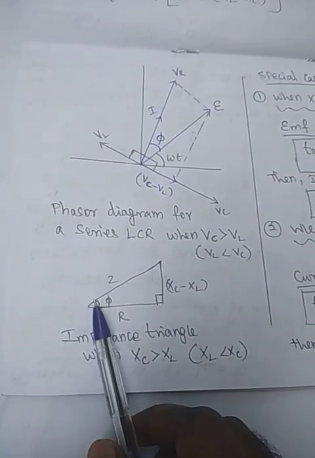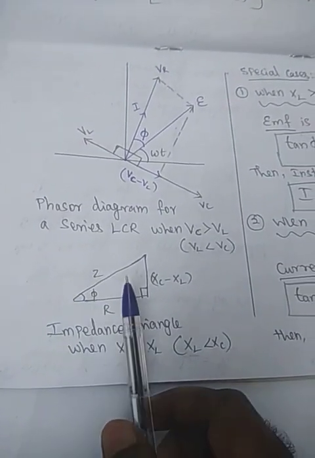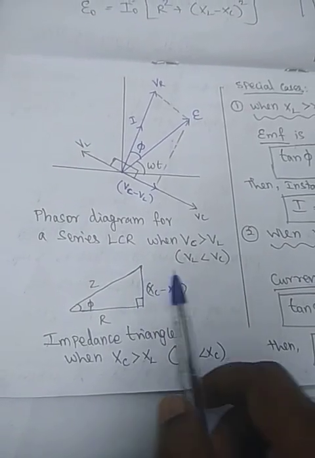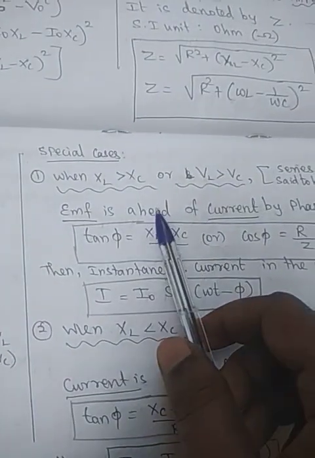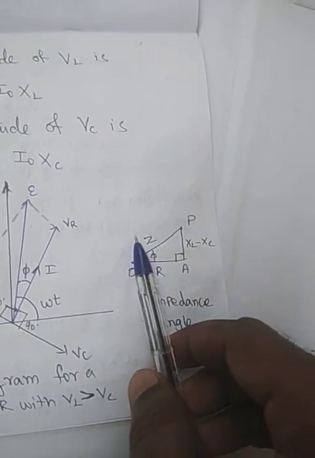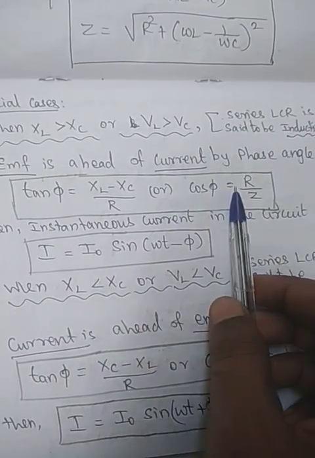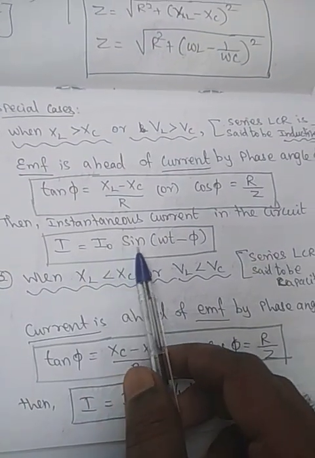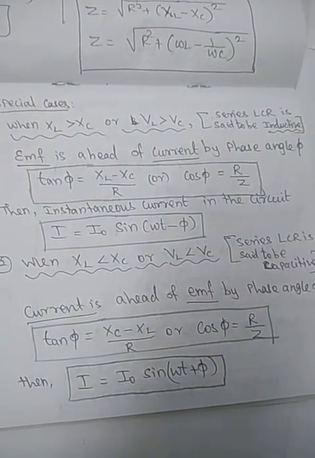What is tan phi? Tan phi is the opposite side by the hypotenuse. Here the opposite side is XL minus XC, where XL is greater than XC. In this diagram, the sides are XL minus XC and the hypotenuse is Z. So we arrive at the equation for tan phi and cos phi. Then the instantaneous current is I equals I naught sin of omega t minus phi.